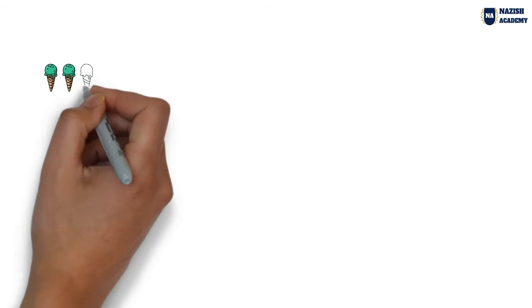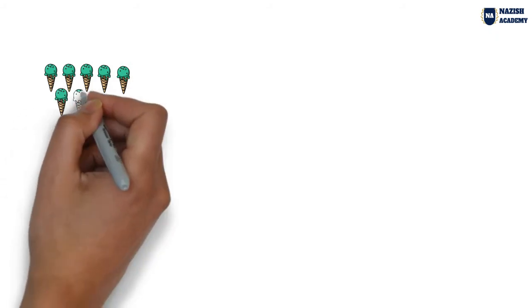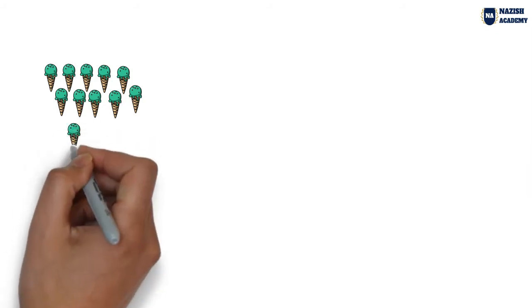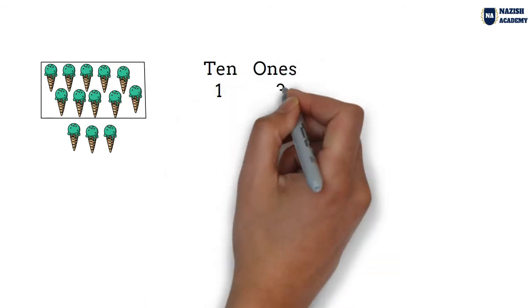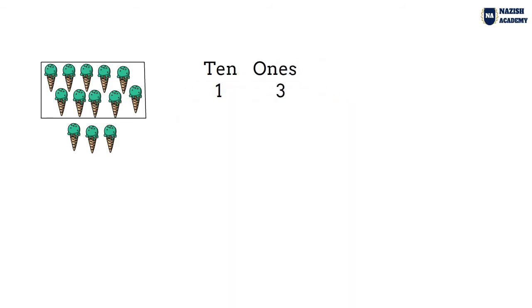1, 2, 3, 4, 5, 6, 7, 8, 9, 10, 11, 12 and 13. 13 ice creams are there. We have to make a group of 10 ice creams. There are 10 ice creams. 10 and ones. 1 is at the place of 10 and 3 is at the place of ones.